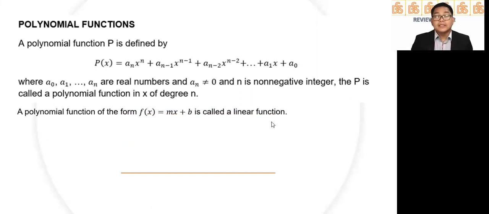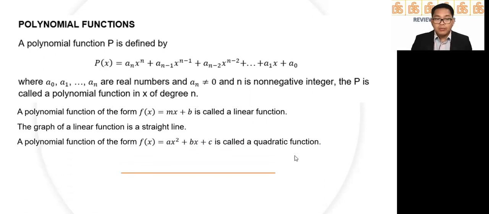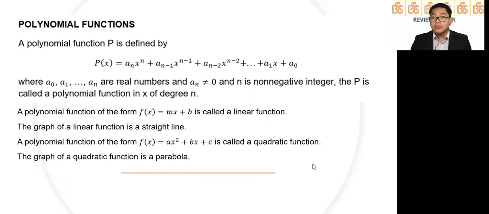Okay, let's make it simple. A polynomial function of the form f of x equals mx plus b is called a linear function, and its graph is usually a straight line. A polynomial function of the form ax squared plus bx plus c is called a quadratic function. The graph of a quadratic function is a parabola.